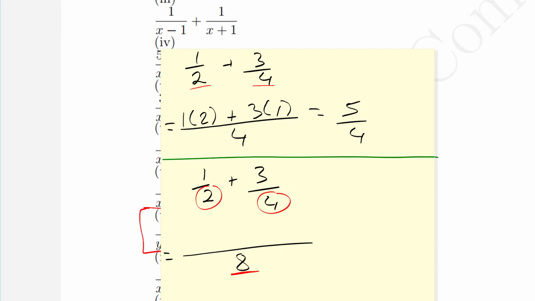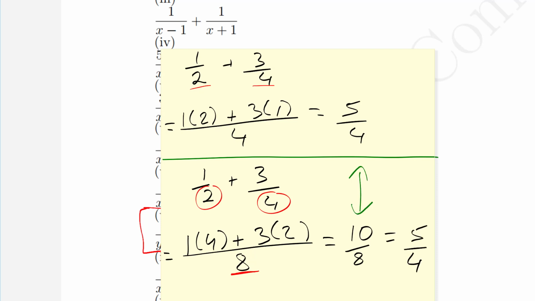Now what happens if we don't use the lowest one, if we use 8? The method is still the same. 2 goes into 8 4 times, so 1 gets multiplied by 4, plus what's the 3 going to multiply by? Well, 4 goes into 8 twice. So you're going to have 4 plus 3 times 2, so 4 plus 6, you're going to have 10 over 8 is the answer we get here. Now you can see 10 over 8 is really the same thing as 5 over 4. It can be simplified as 5 over 4.